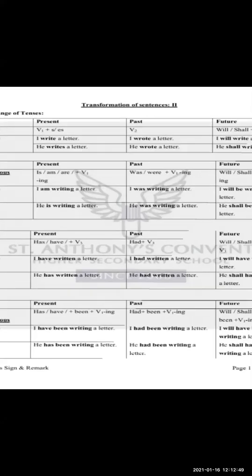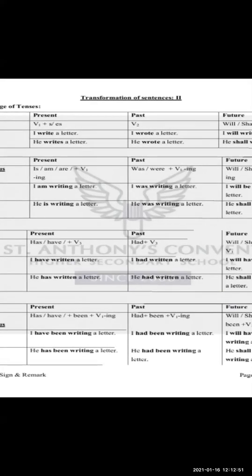So here we have the example: I have written a letter. Have, has, these are the helping verbs used to show the present tense. But in "I have written a letter," written comes under the perfect tense, which shows the action is already completed, finished.